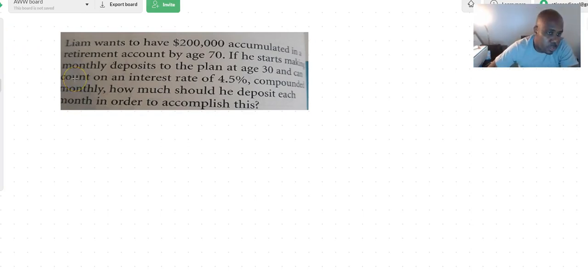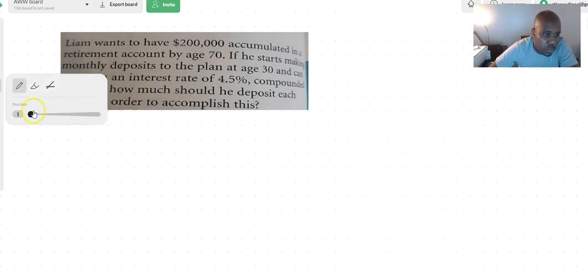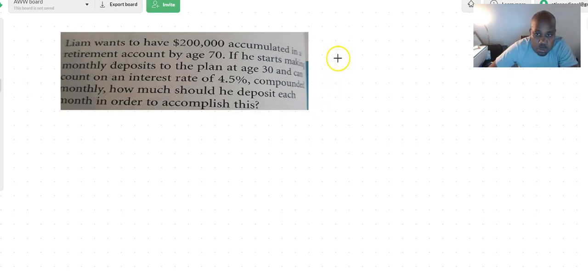Okay, guys, we're gonna solve this financial problem. Basically, what we have, they say Liam wants to have $200,000 accumulated in a retirement account. So normally, as you understand, that's gonna be the final value. So we can say here the final value, let's call it the future value.